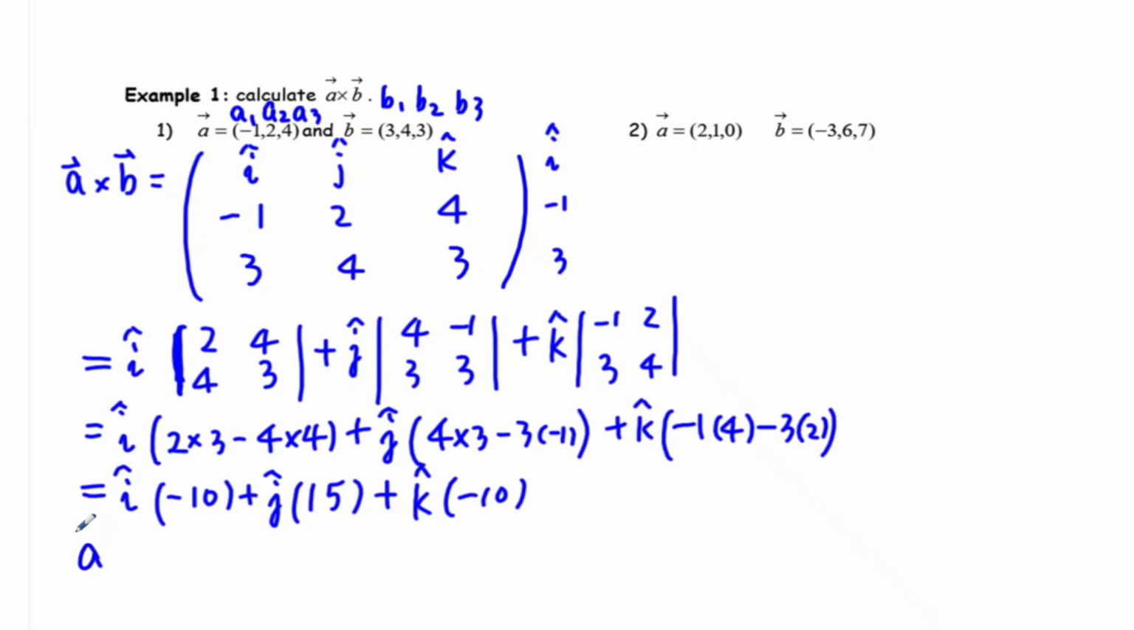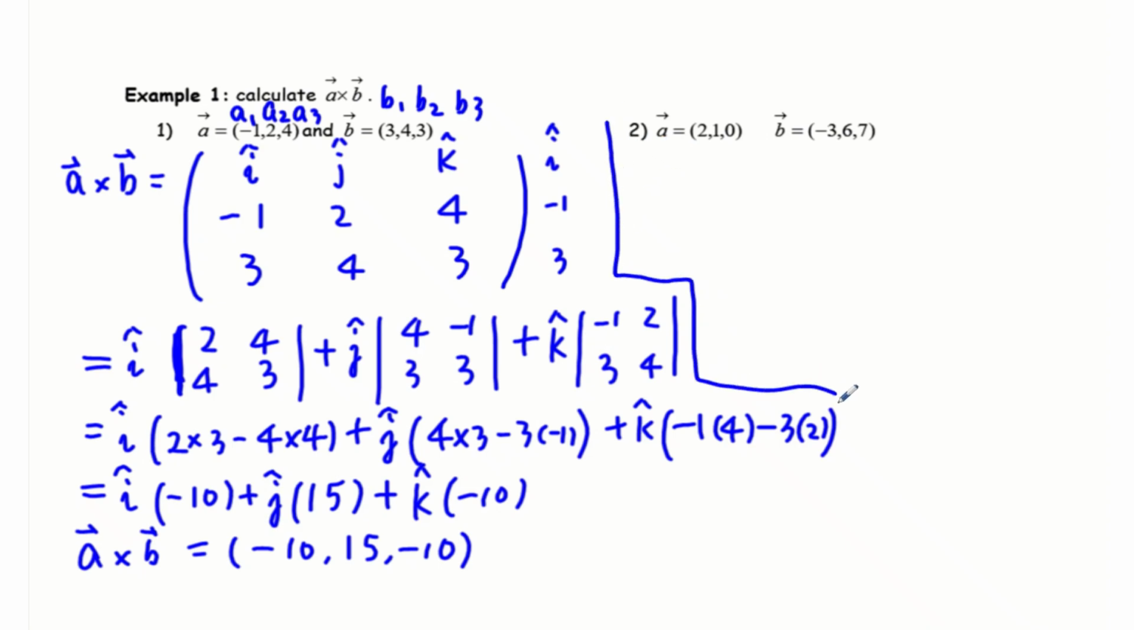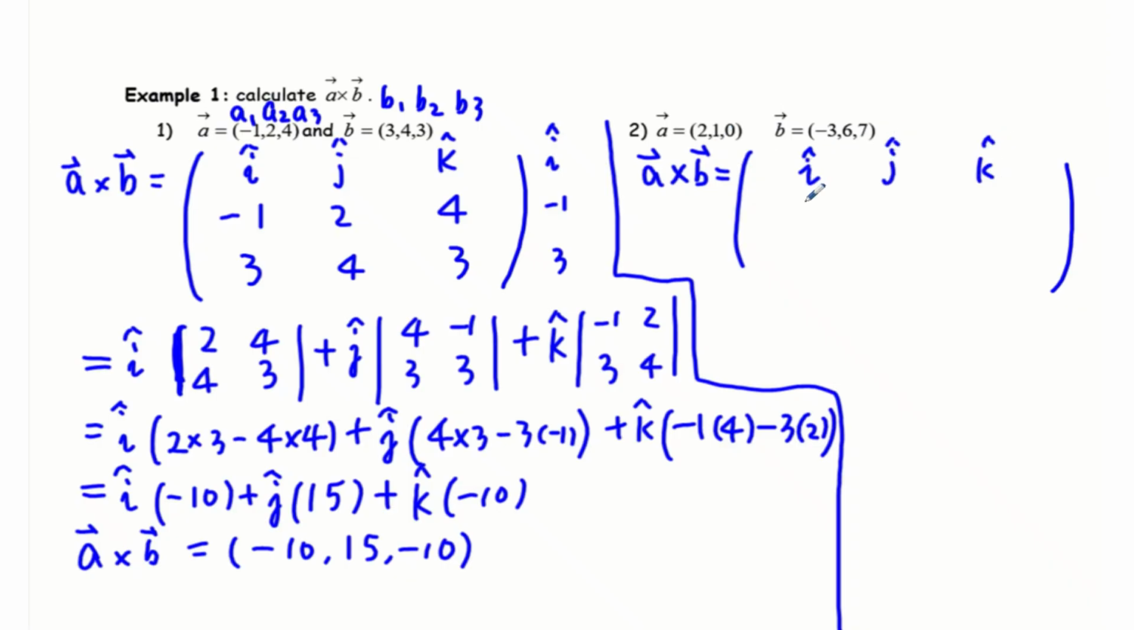So we could rewrite it as A cross product B. We have a vector -10, 15, and -10. Then it's done. Then for the second one, we do the A cross product B as a 3 by 3 matrix. So I, J, K. Then 2, 1, 0, -3, 6, 7.